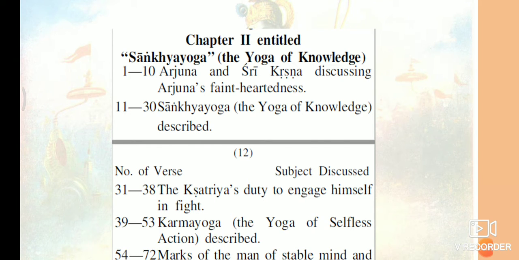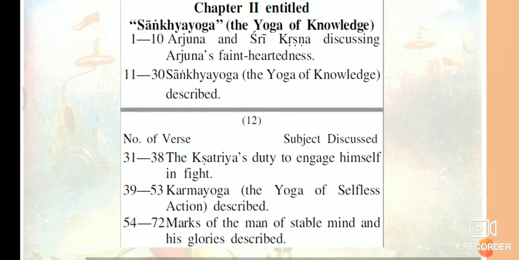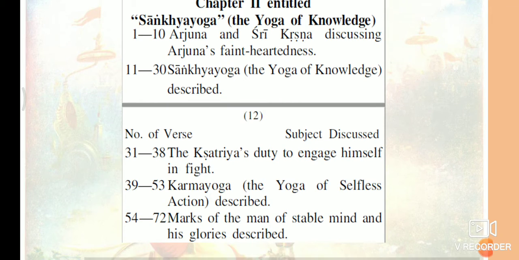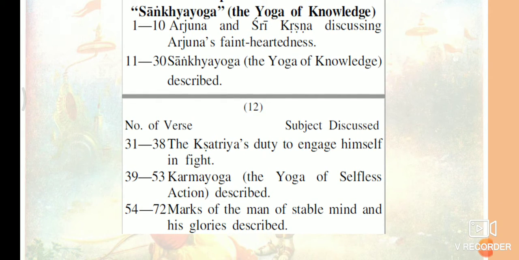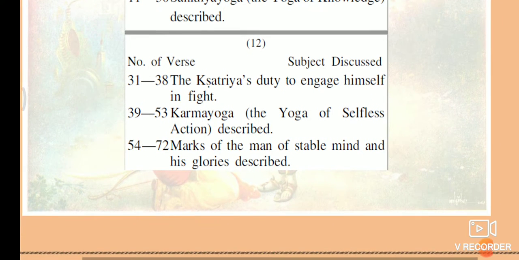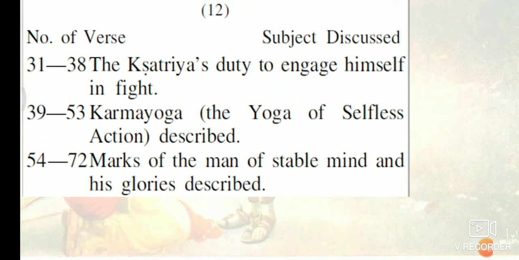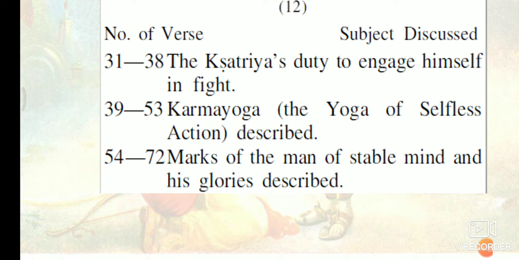Basically, the first 10 shlokas are Arjuna and Sri Krishna discussing Arjuna's faint-heartedness. Then shlokas 11 to 30, Sankhya Yoga, the analytical knowledge, is described. 31 to 38, the Kshatriya's duties. Arjuna was a Kshatriya, so his duties were explained. And then 39 to 53, Krishna explained the Karma Yoga philosophy to Arjuna.